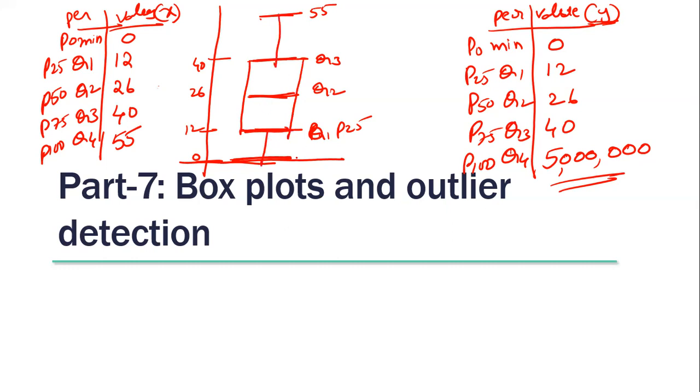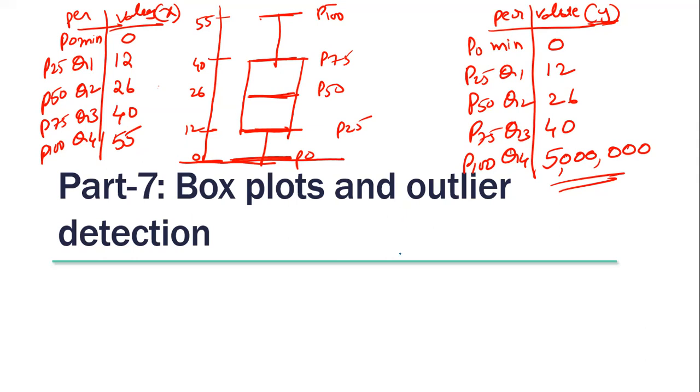How is a box plot drawn? P0, P25, P50, P75. This is 55, and P100. That's it. That's how you draw the box plot. This is the box plot for variable X. Now let us draw the box plot for variable Y. Are you ready? Is it easy to understand? What is a box plot? A box plot contains exactly these numbers. That is a box plot.